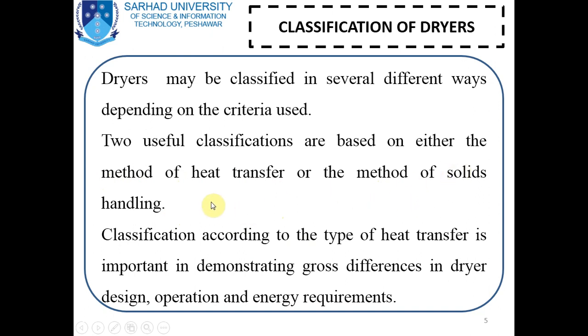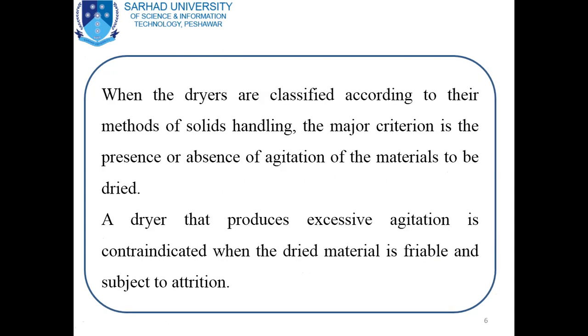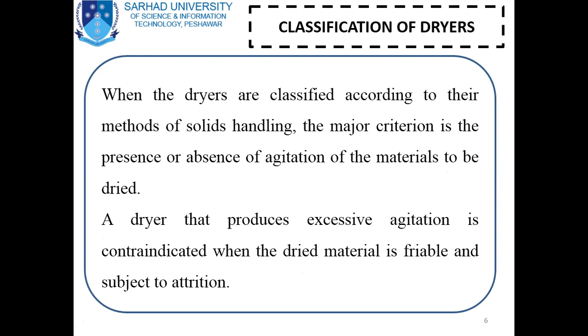Classification according to the type of heat transfer is important and demonstrates vast differences in dryer design, operation, and energy requirements. That is the discussion on the classification based on the type of heat transfer. While in the second classification, the dryer is classified according to the method of solid material handling, the major criterion is the presence or absence of agitation of the material to be dried.